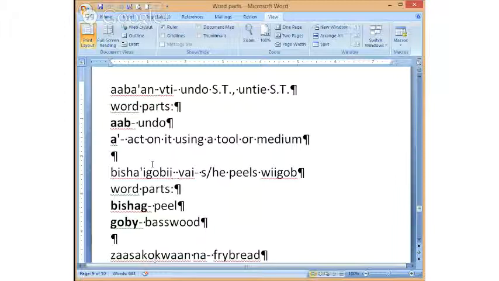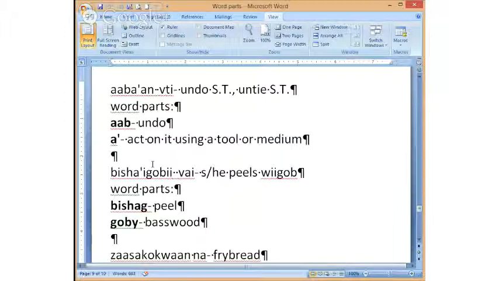Okay. Ba'an. B-T-I. Undo something. Untie something. Undo. Act on something or using a tool or medium. There's a few words that start out with this. Abab Kaigun is the first one that jumps out to me. It means keys. So Ab means undo something, so when you're opening a door or unlocking a door. Abab. Yeah. And then the un part at the end just means it. So undo it, is what it sounds like to me.